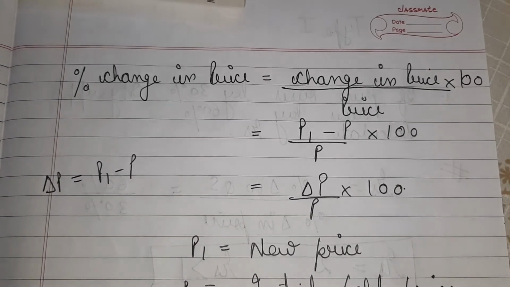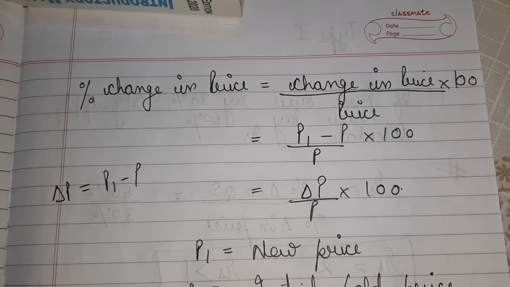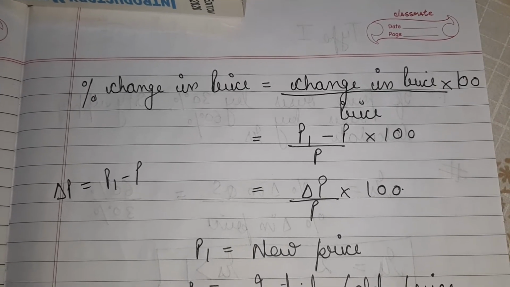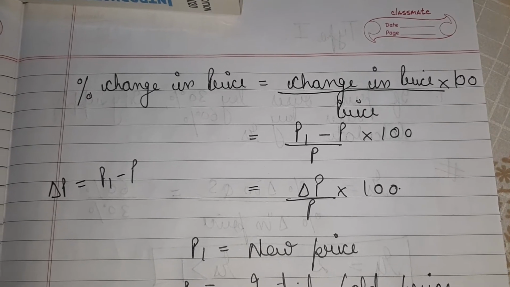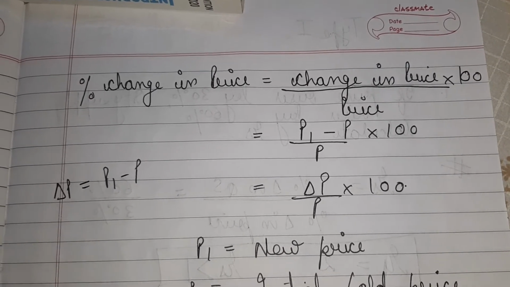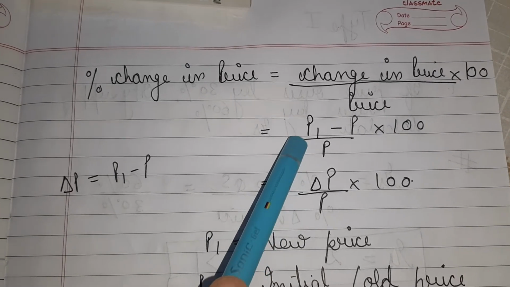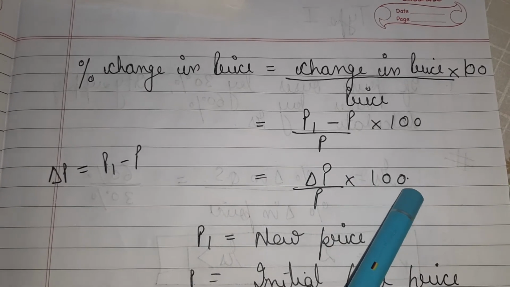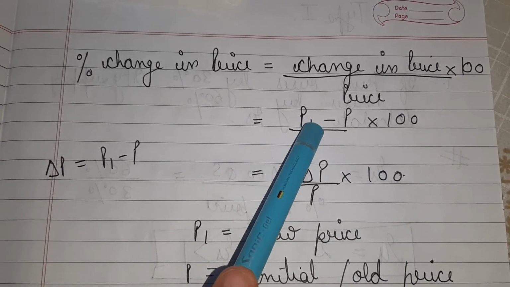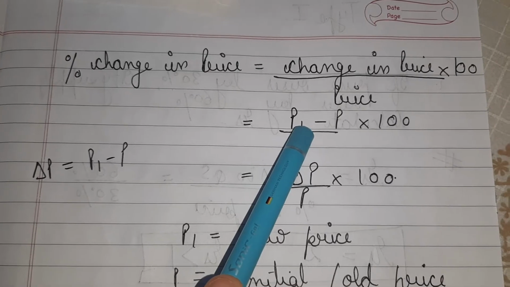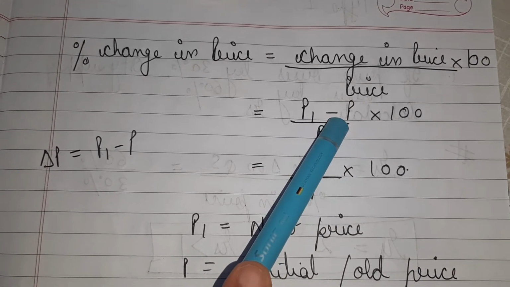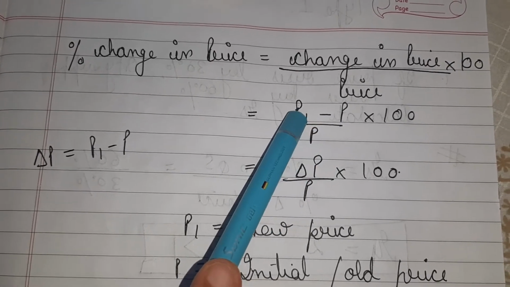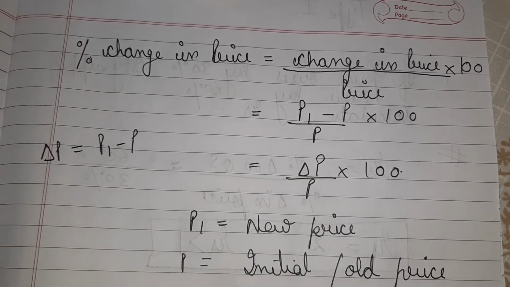Similarly, we have change in price. Now this percentage change in price is equal to change in price upon price into 100. Now what is this change in price? Change in price is denoted by delta P, as you can see here. This delta P is calculated as P1 minus P. Similarly, it was Q1 minus Q, here it is going to be P1 minus P. Now what is this P and P1? P stands for the initial or old price, and P1 stands for the new price.